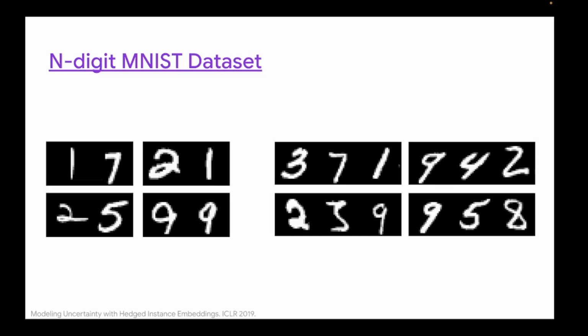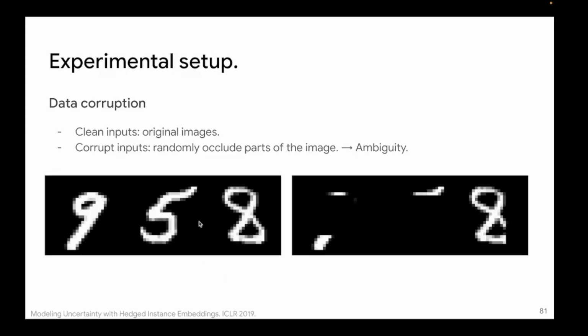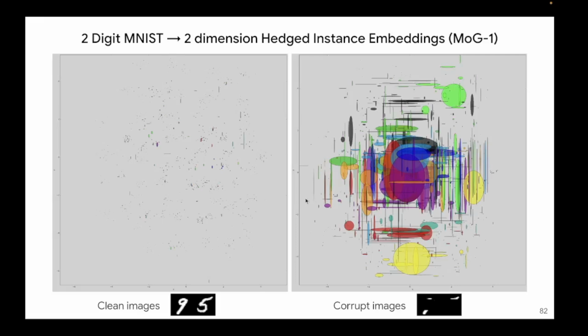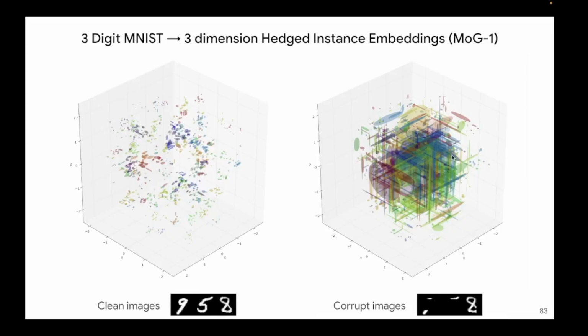So here, empirical verification is quite important. What we used was an n-digit MNIST data set, and we corrupted the samples to introduce aleatoric uncertainty. And then we trained the 2D latent space for representing these numbers, and saw whether the clean images have larger variances or the corrupt images have larger variances. And as you can see here, corrupt images have much larger variances in general. So it's kind of working. For 3D space as well, we see the same pattern.